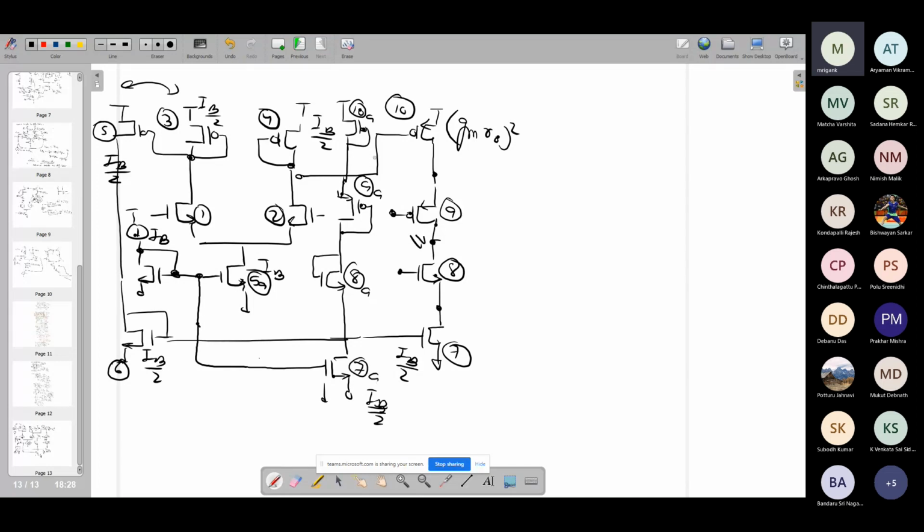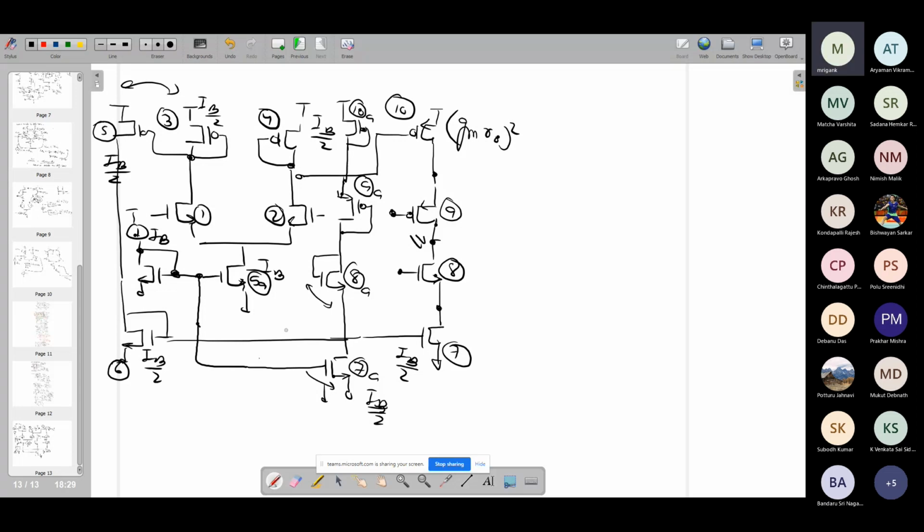So 8, 7, 8, 9, 10, all these are matched. This circuit is just providing us the required VG for the 8, because whatever current is required, IB by 2, that is routed in 7A, and it will produce the required VGS for 7A. And here also, for the M8 transistor, the same current is flowing, therefore it will again create the VGS for the M8 as well.